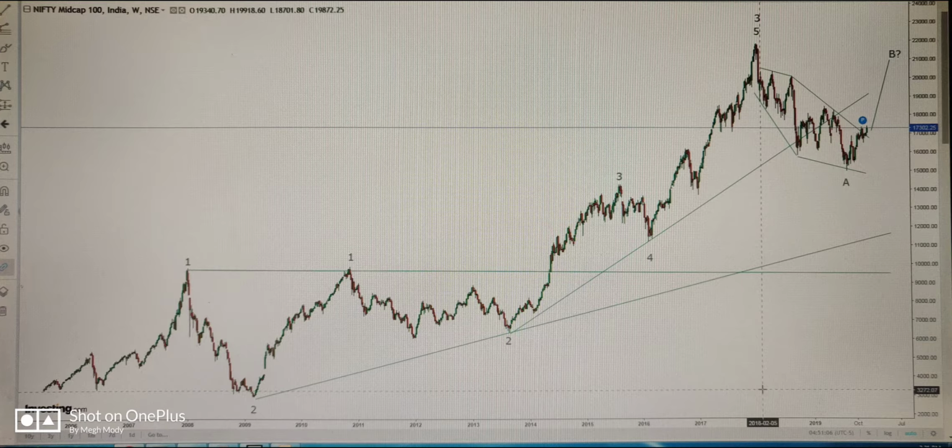Now if this is true, then midcap is not going to crash for sure. Okay, and this is the prediction which I am doing, that midcap is not going to crash. There are high chances that it can again come back and test where the wave A has ended, but that can be utilized as a buying opportunity for the next wave up to ride.